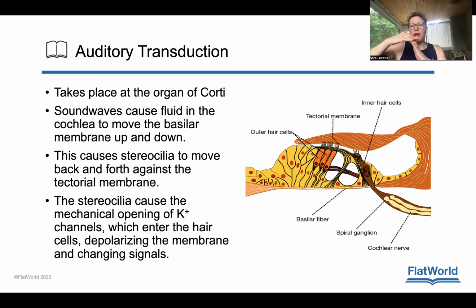So what happens when they bend or move? Well, these are mechanical receptors. And so this is the mechanical opening of the potassium channels, which enter the hair cells and then depolarize the membrane, bringing about changing signals. So these pieces here are some of the outer hair cells. These are some of the inner hair cells right here. They each have slightly different functions, but they are all involved in sound.